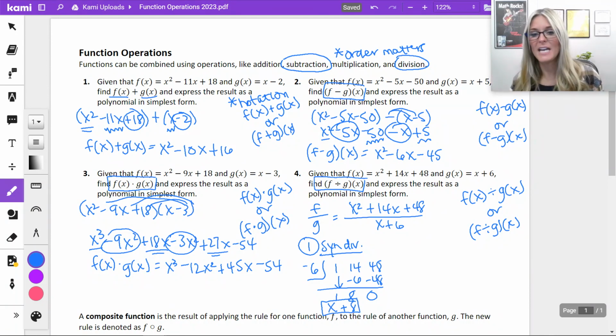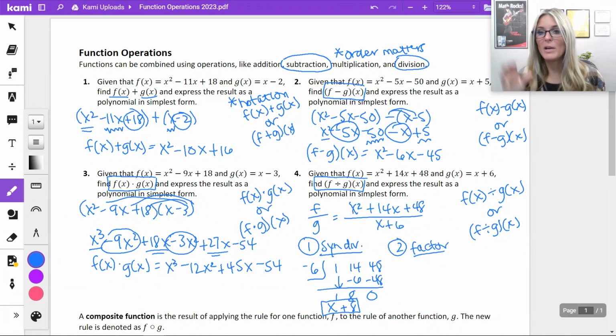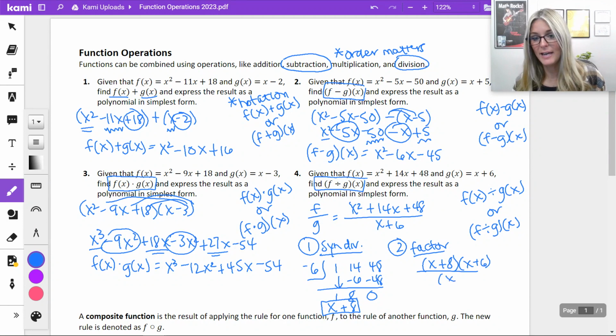Final answer, okay? Other option that you have, number 2, is you could use factoring, just whichever you're more comfortable with. Factor that numerator. So the factors of 48 that add up to 14 is going to be 8 and 6. So I'm going to show that factorization here. Divided by, we had x plus 6. Okay, do you see how those x plus 6 factors are going to cancel out, and your remaining answer is the x plus 8 here as well.